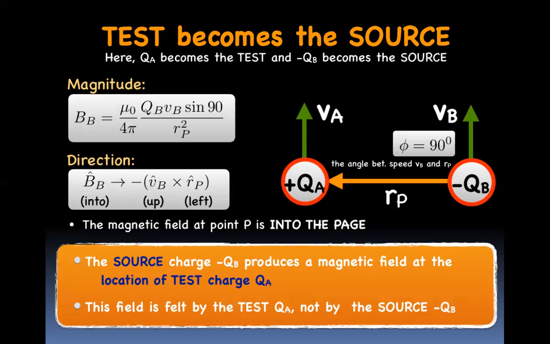On the other hand, negative QB can also become a source charge. It produces a magnetic field on the location of positive QA. The magnitude of the magnetic field produced by negative QB on the location of charge QA is given by mu naught divided by 4 pi times QB VB sine 90 divided by RB squared. Now, in terms of direction, the magnetic field produced by negative QB on the location of positive QA is into the page.